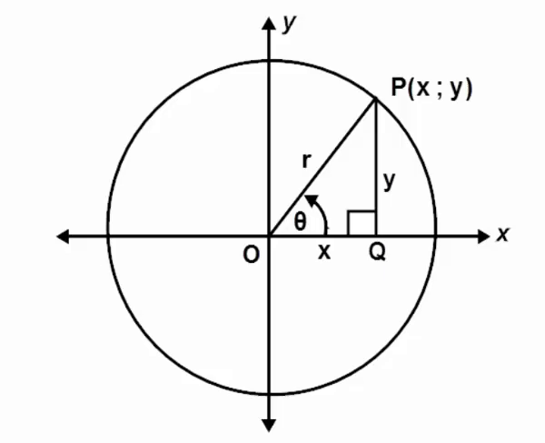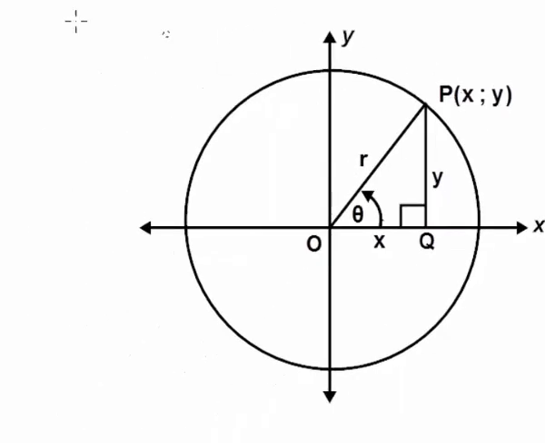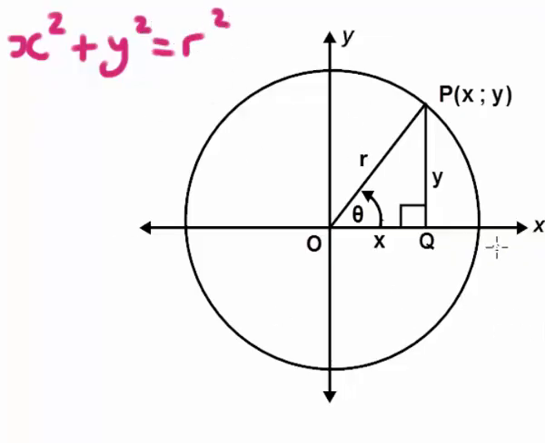Okay, let's look at the situation. Here's the radius of the circle. We've got the y. Remember, y was the vertical side and the horizontal side is the x, and we already know from Pythagoras that x squared plus y squared is r squared. That in fact is the equation of the circle, but don't worry about that.